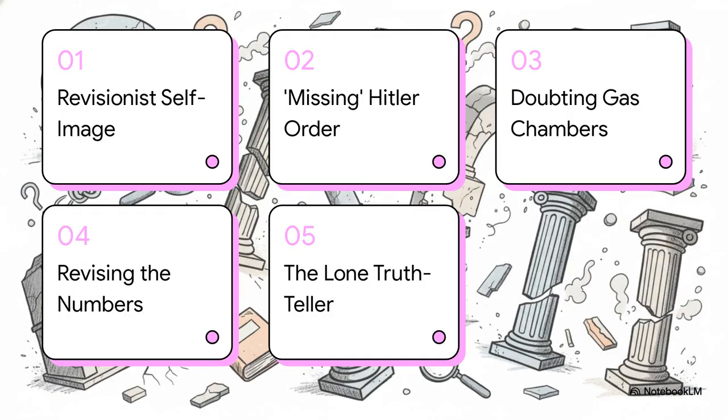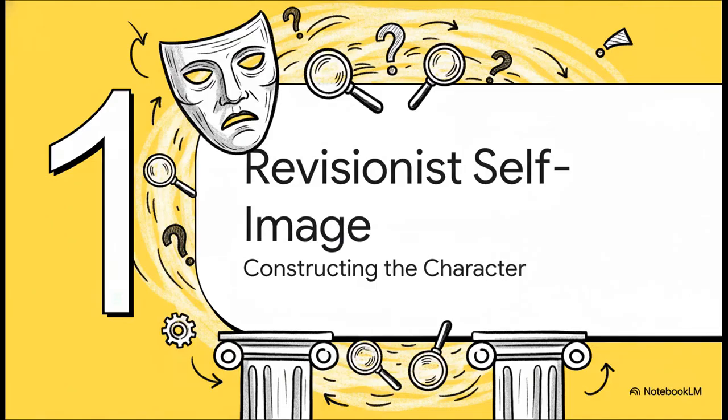So, here's our game plan for today. First, we're going to look at the character, the persona that Irving creates for himself. It's super important. Then, we're going to deconstruct the three main pillars of his argument. This idea of a missing order from Hitler, the claims about technical problems with the gas chambers, and then the way he plays games with the number of victims. And finally, we'll tie it all together to see how it creates this one powerful story.